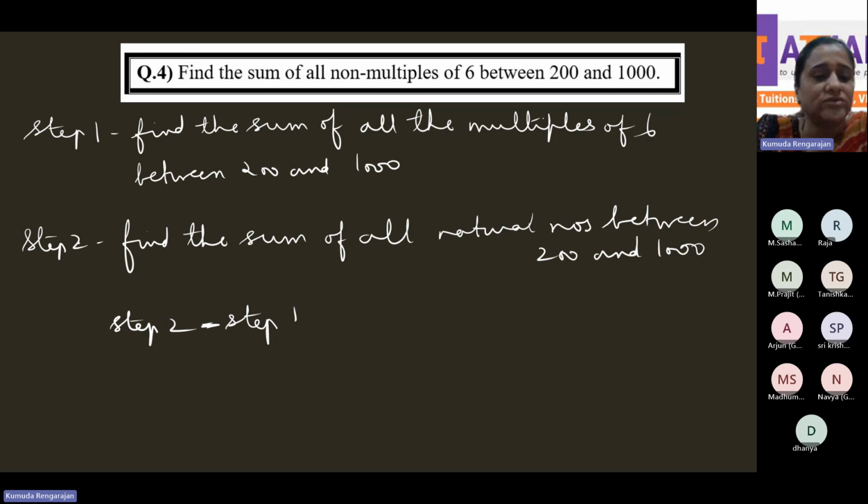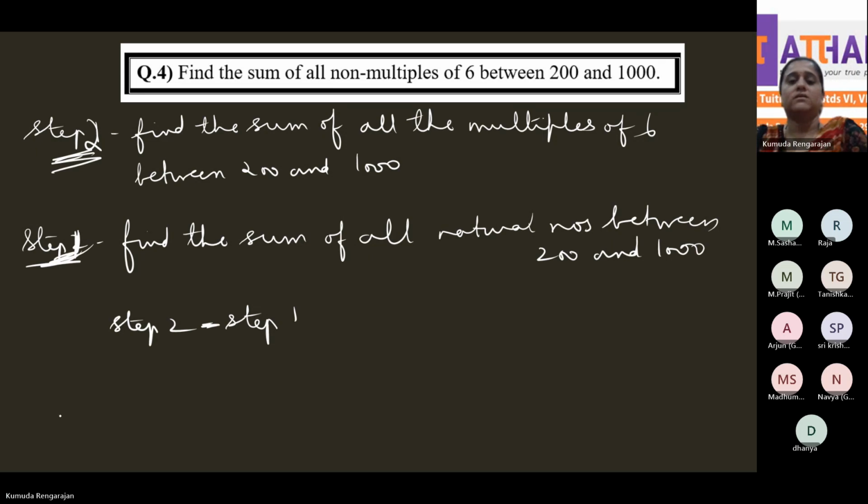You can do step two also as step one. You can work this as step one and this as step two. That's fine. You can work this first and then this, or this one, then this. So remember, to find the sum of the non-multiples, you need to first find the sum of the multiples of the given number in that range. So multiples of 6 in this range, 200 and 1000. Then find the sum of all the numbers in that range. The difference will give you the sum of the non-multiples.